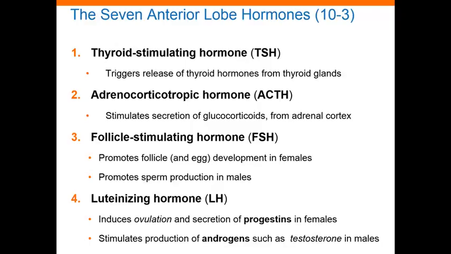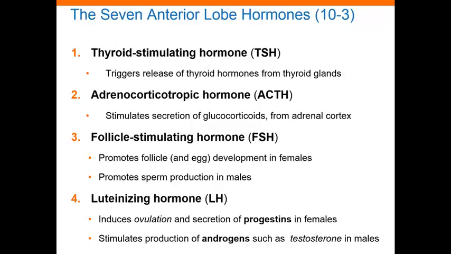Adrenocorticotropic hormone, ACTH, is also called corticotropin. Corticotropin-releasing hormone from the hypothalamus triggers the release of adrenocorticotropic hormone. This stimulates the secretion of steroid hormones called glucocorticoids from the adrenal cortex, and the increase in glucocorticoids provides feedback to inhibit adrenocorticotropic hormone and corticotropin-releasing hormone.